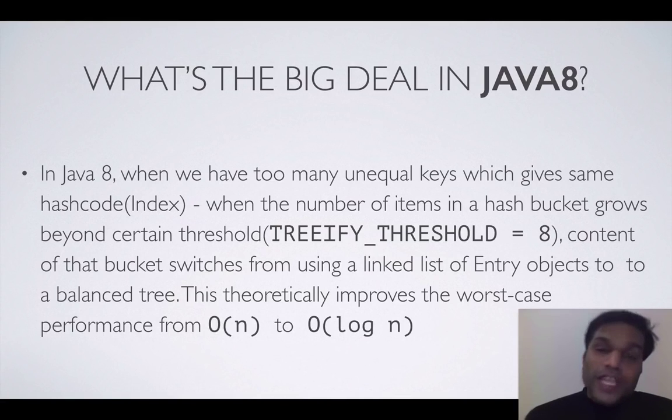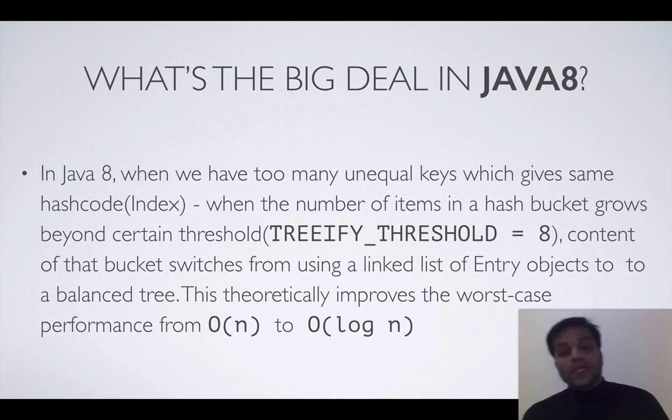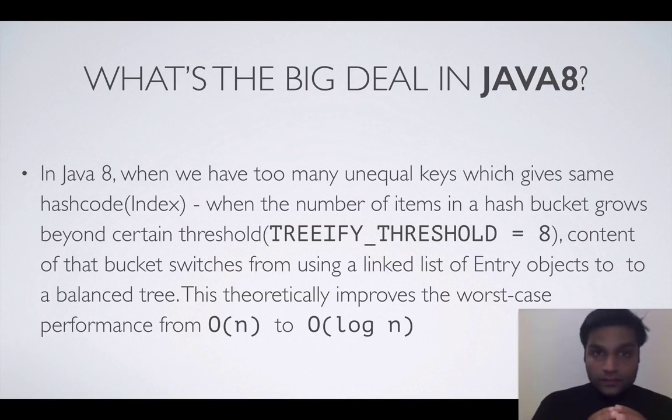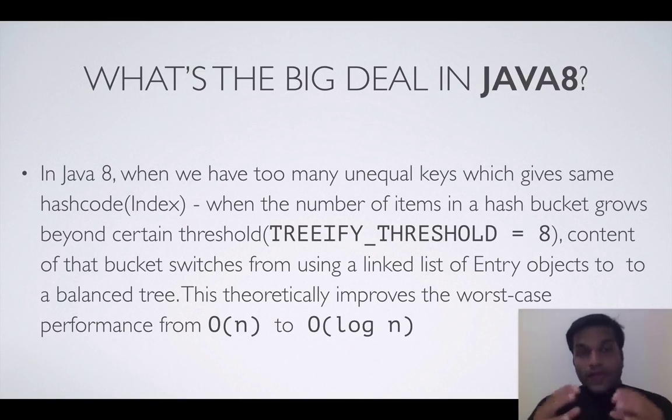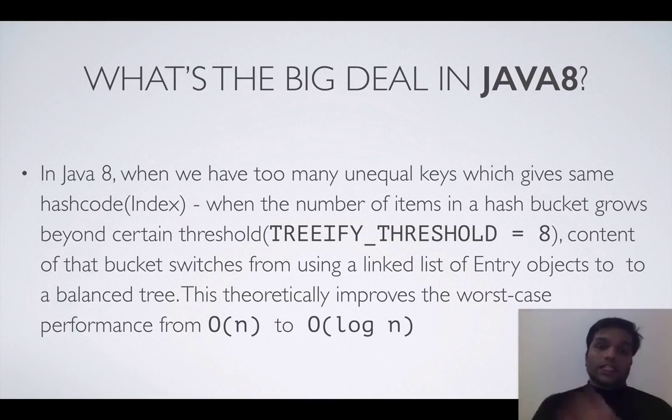So what has changed in Java 8? In Java 8, when we have too many unequal keys producing the same hash code or the same index, as we saw, and the number of such items exceeds a threshold, for example 8, which is a basic threshold, the HashMap implementation internally converts that linked list into a balanced tree.